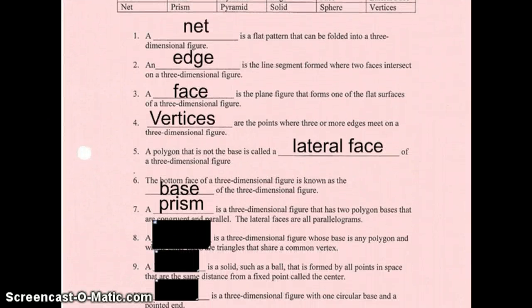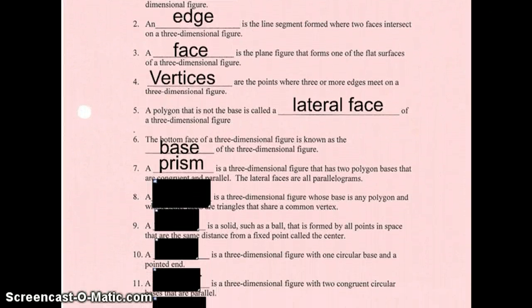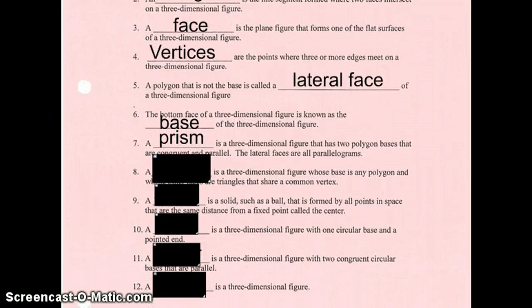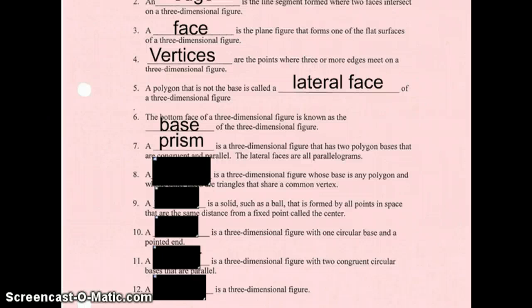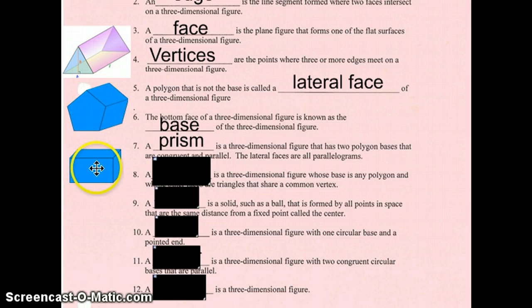A prism is a three-dimensional figure that has 2 polygon bases that are congruent and parallel. The lateral faces are all parallelograms. So to the left here we have 3 examples of prisms. There are always 2 polygon bases, so in this example they are both triangles. We have 2 pentagonal faces and we have 2 square faces. They're congruent to each other and parallel. So the bases of these prisms are the same shape and the same size, and they're parallel to each other. The lateral faces, or the faces that are not bases, are all parallelograms.